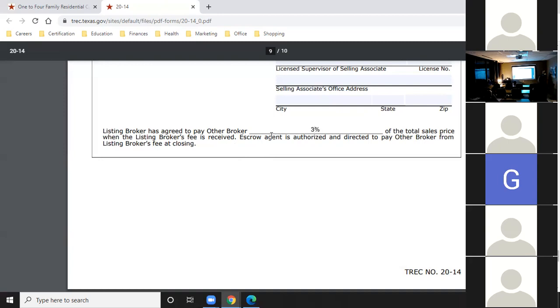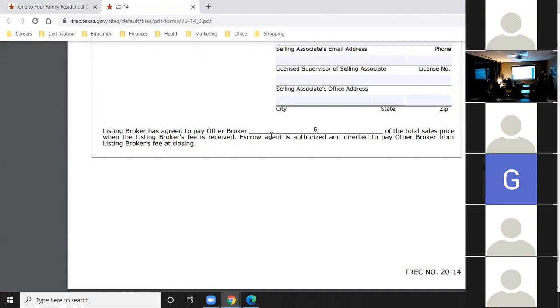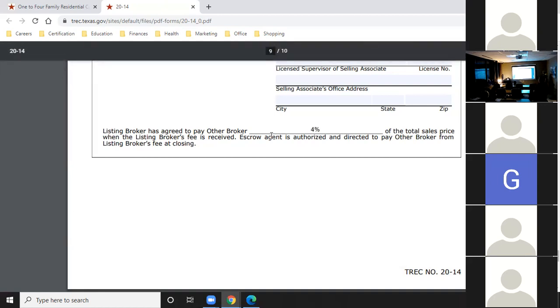But it says Tom has a 5% listing with the Flemings, and Tom is offering 4% BAC in the MLS system. So does 5 or 4 go there, Miss Leela? I go with the higher number. We want the higher number, but it's actually going to be 4%, unfortunately.